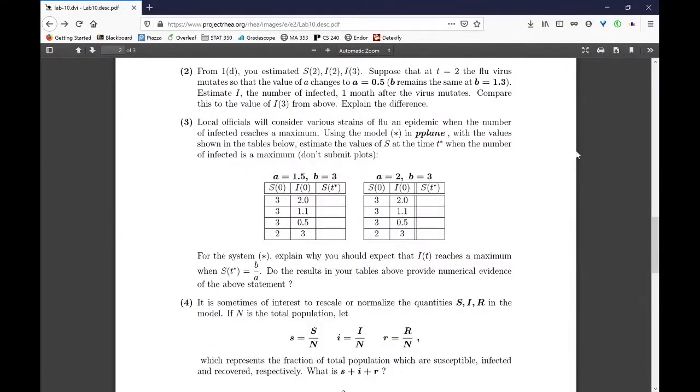All right, so for number 3, local officials will consider various strains of the flu an epidemic when the number of infected reaches a maximum. So using this model in p-plane with the values shown in the tables below, estimate the value of t at the time t star where the number of infected is a maximum. So we're going to use the values. First off, A equals 1.5 and B equals 3.